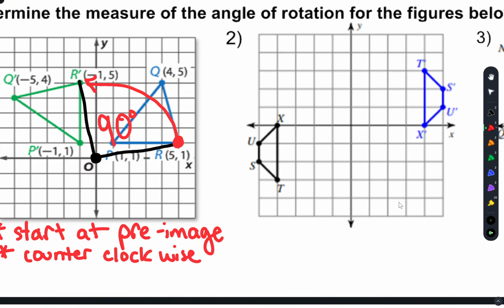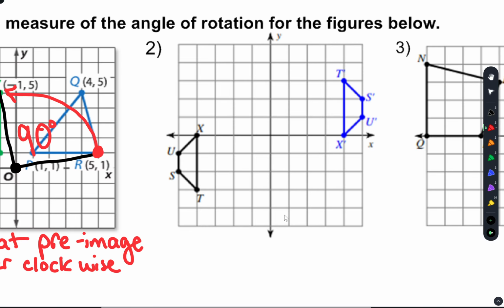Let's look at another one. In number 2, I have 4 vertices, T, S, U, and X. So it doesn't matter which one we pick. I'm going to put a dot right in the origin. Let's pick the T's. I'm going to connect T to the origin. I'm going to connect T prime to the origin.